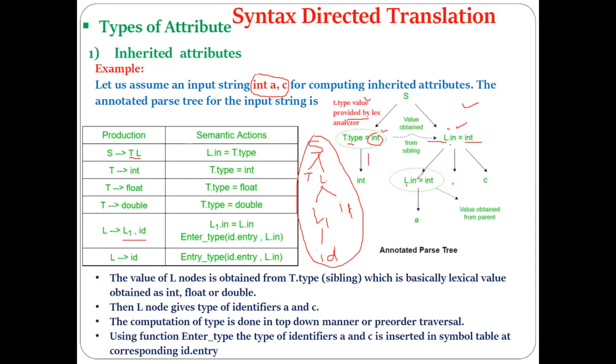Then what will be the value of this L.in? That is also written int. Why is it being written int? Because L.in is the child here, and what is its parent? This L.in.